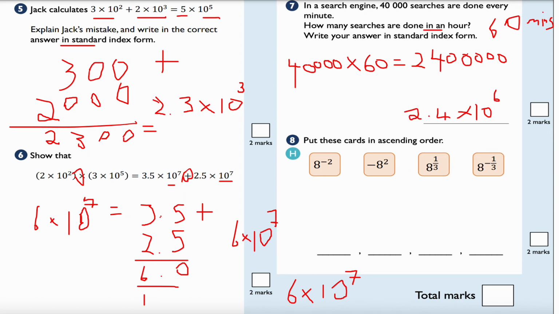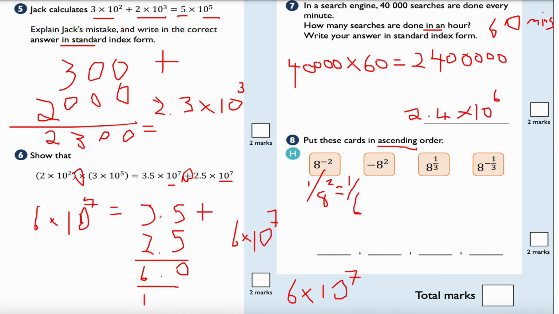This is question number 8, and it says H because it's for higher tier students. So it's for students that are trying to push themselves for the higher tier GCSE. Put these cards in ascending order. Ascending means smallest to biggest. Let's work out each one separately. So 8 to the minus 2 means 1 over 8 squared. So the minus is the reciprocal. So 1 over 8 squared, which is 1 over 64.